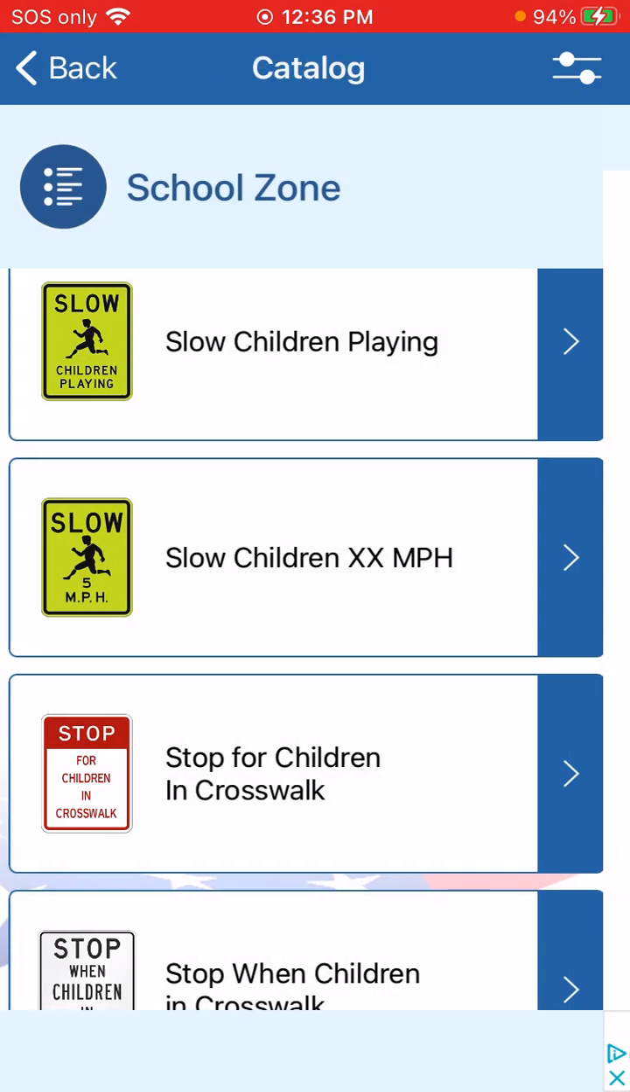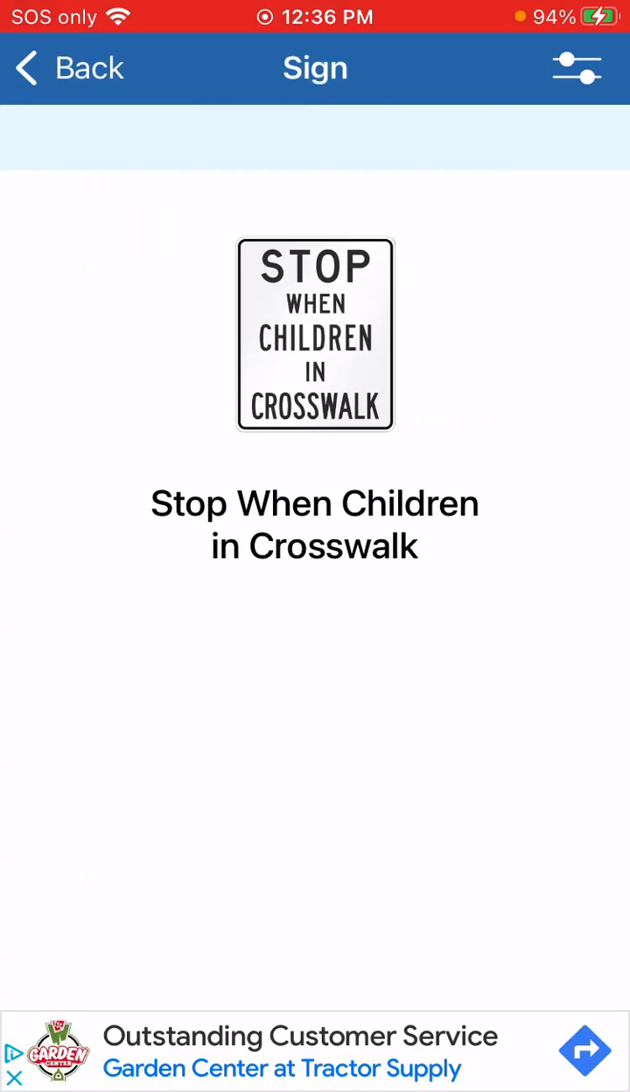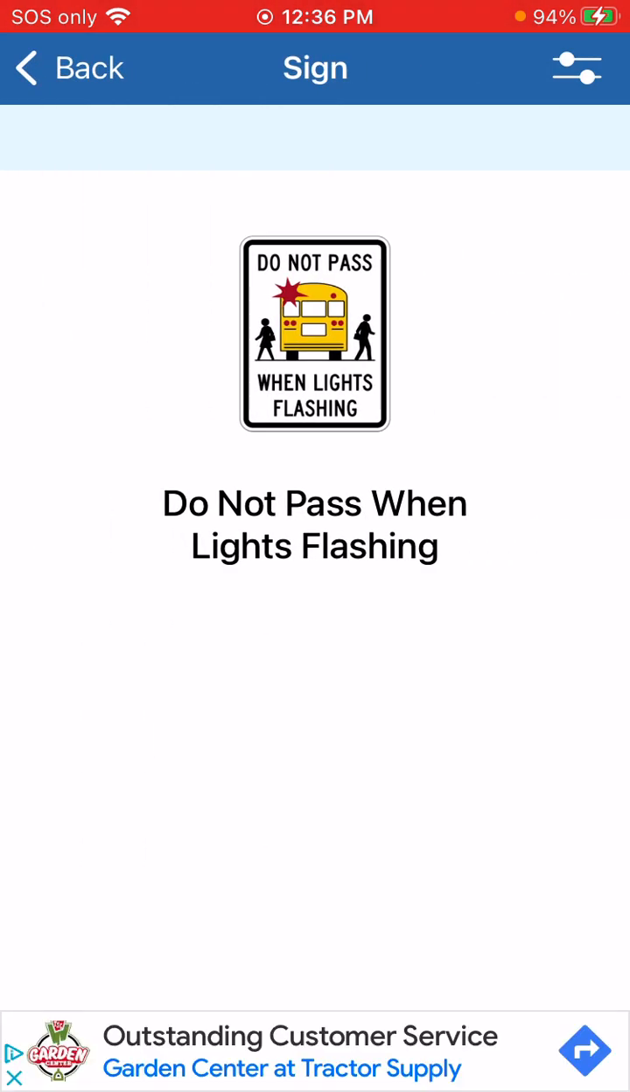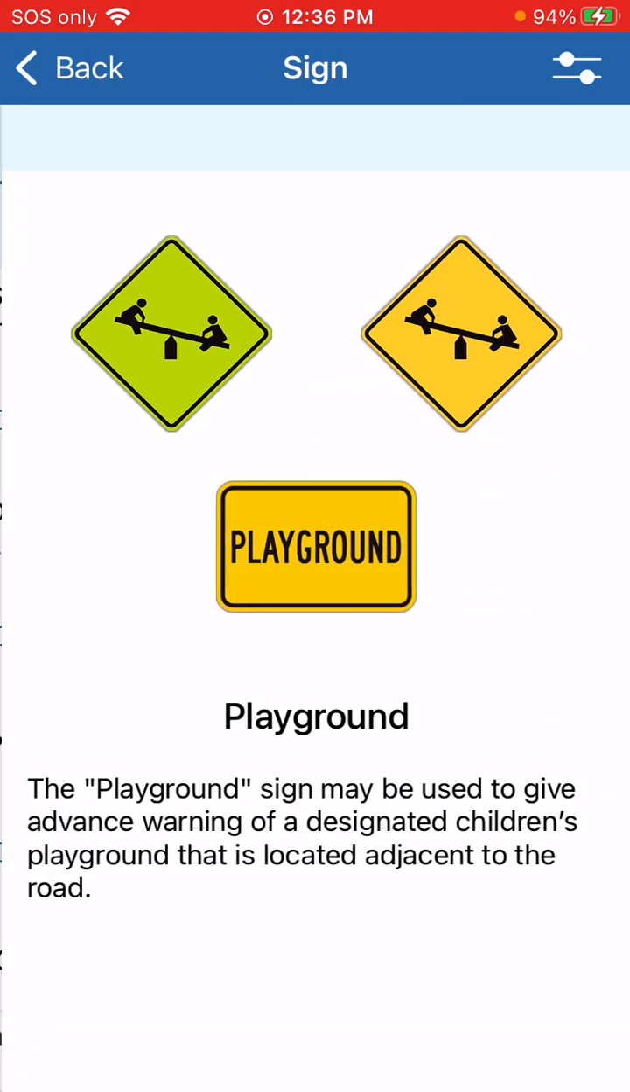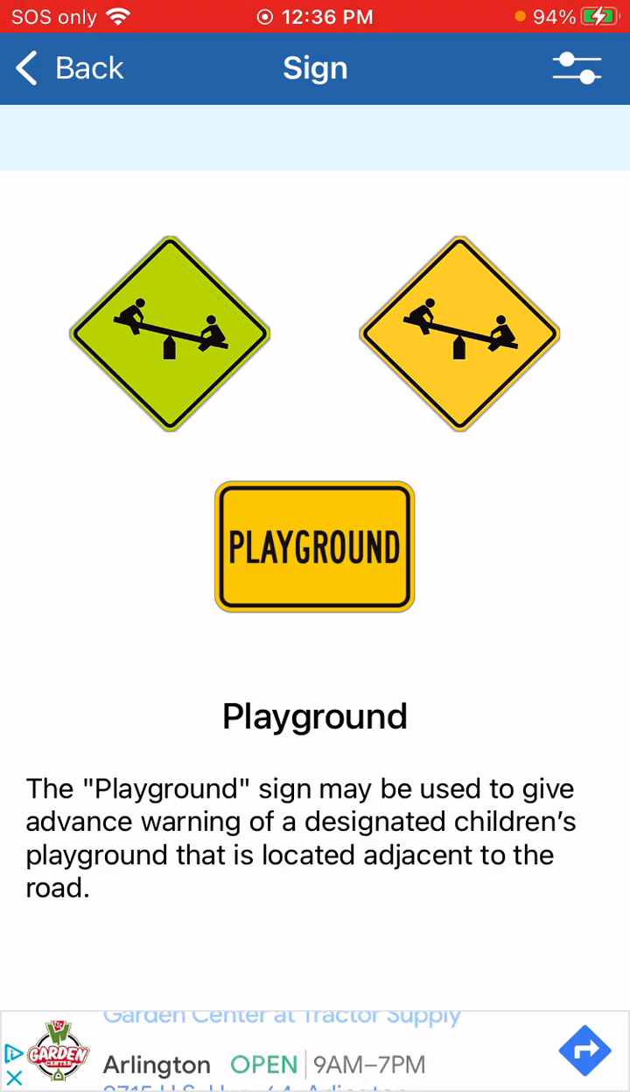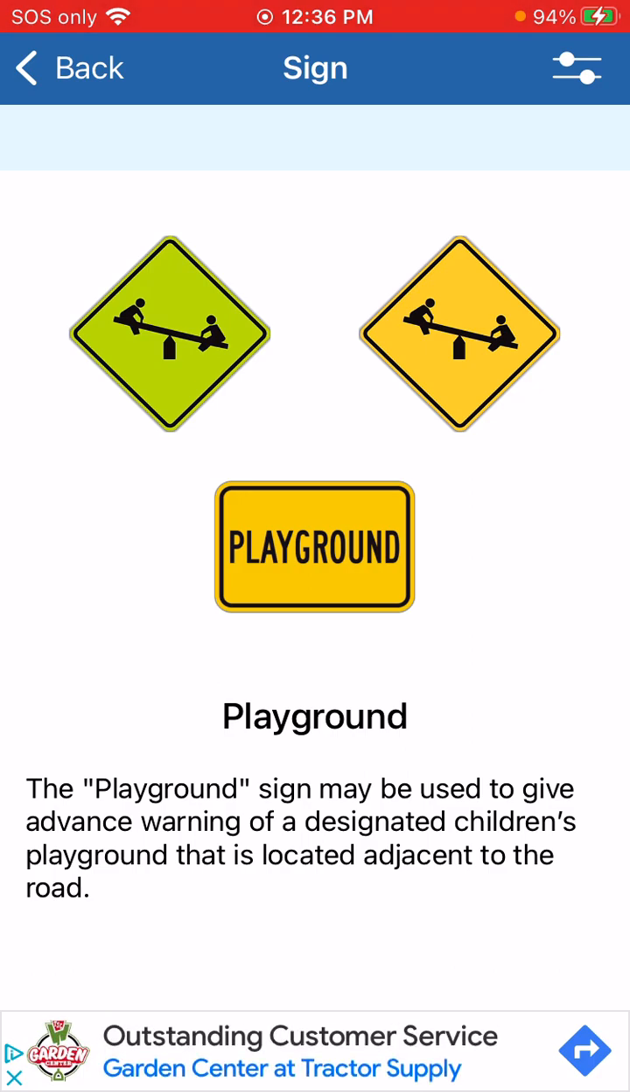Stop for children in crosswalk. Stop when children in crosswalk. Do not pass when lights flashing. Playground. The playground sign may be used to give advance warning of a designated children's playground that is located adjacent to the road.